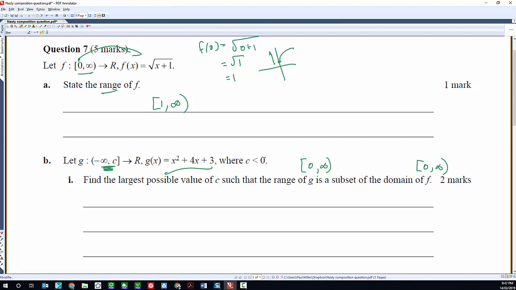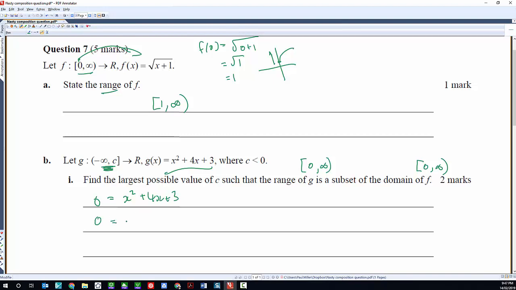Okay. Right, so let's just think about what's going on here. What I want to do is produce the lowest y value that I can. That is, I want to produce the y value of 0 and upwards. So I want a y value of 0, so I'm going to let g of x equal 0. So 0 equals x squared plus 4x plus 3.